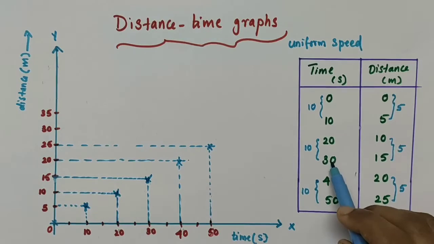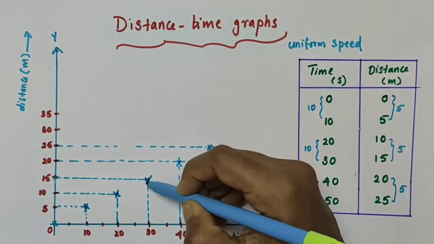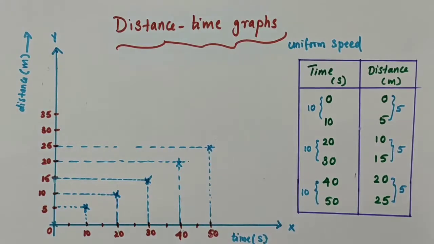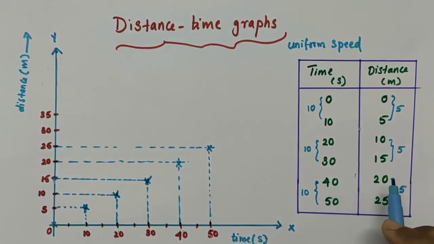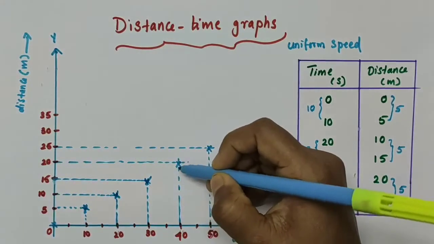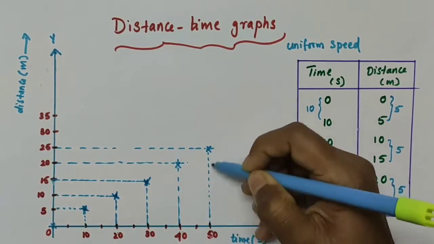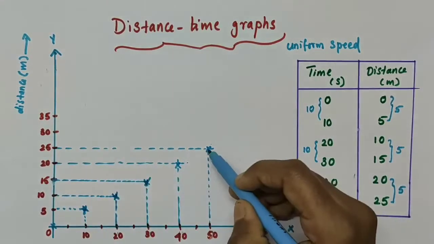Similarly, 30 seconds, 15 meters, we will get a point here. Then 40 seconds, 20 meters, we will get a point somewhere here. Then 50 seconds, 25 meters, we will get a point here.